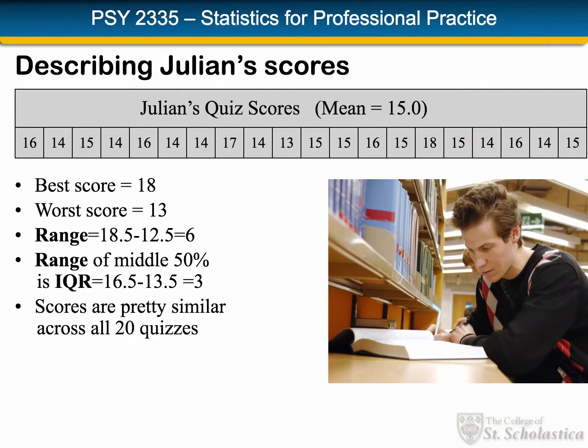Here are Julian's quiz scores on his 20 quizzes. When we look at them, we find that his top score was 18 and his lowest score was 13. So to compute the range, we need to use the real limits. So the upper real limit of his top score would be 18.5, and the lower real limit of his lowest score would be 12.5. When we subtract the lower one from the upper one, we get the range, or 6 points.